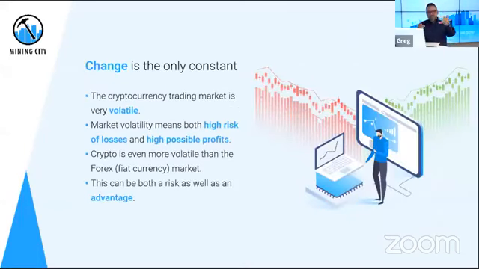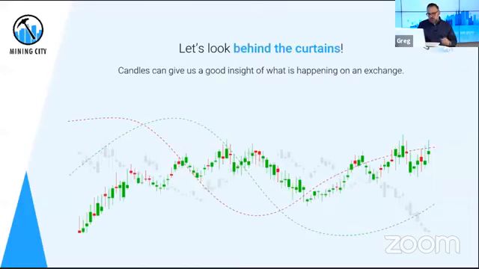But the fact that the cryptocurrency market changes so dynamically can be both a risk as well as an advantage. You can pick crypto coins that will go up or down 5, 10, 20% in a day. And that is something you don't often see in a stock market or a forex market. So let us now look at the cryptocurrency chart.